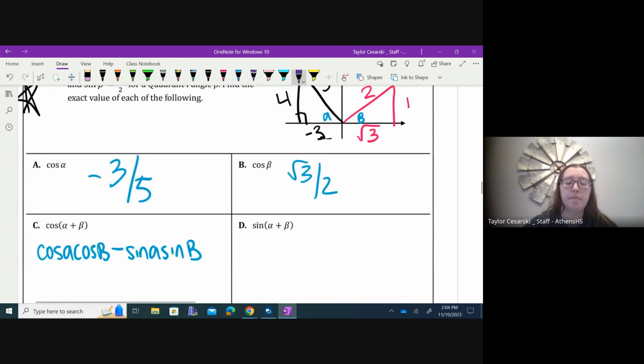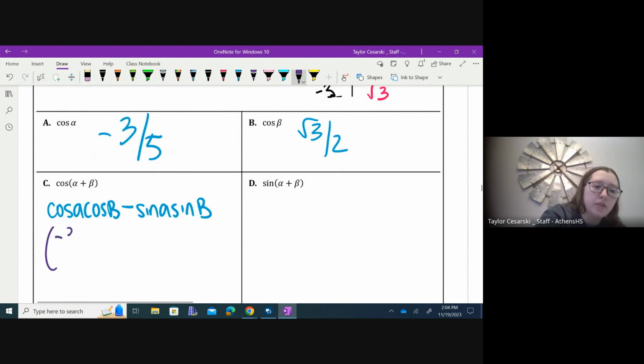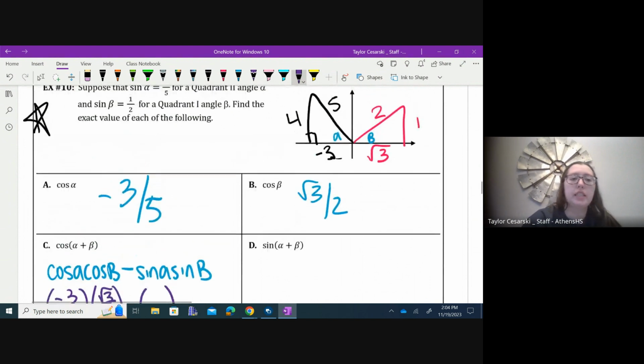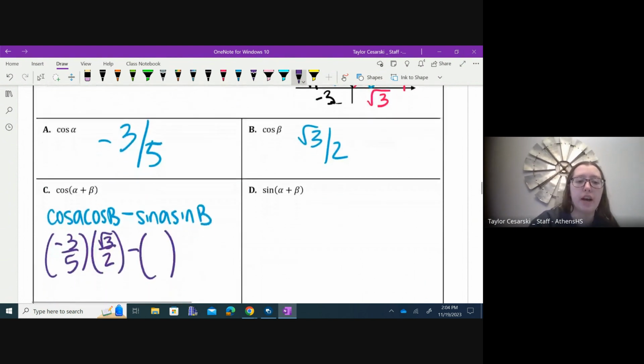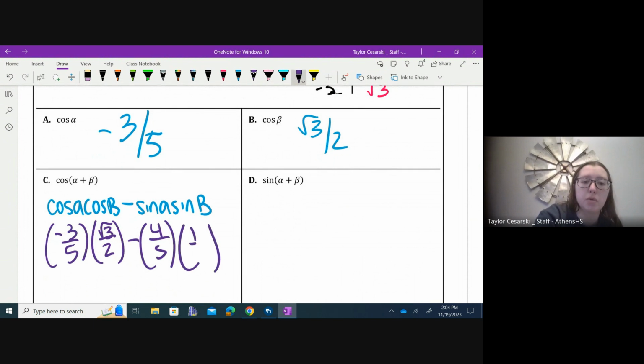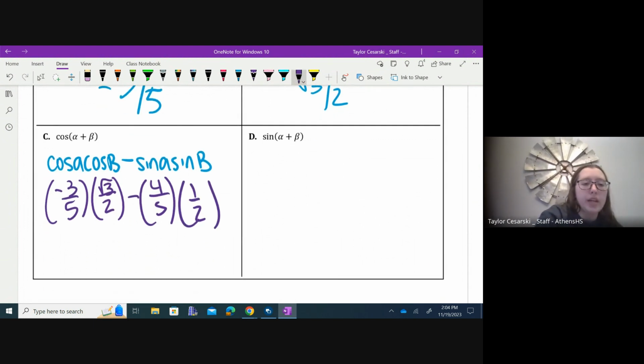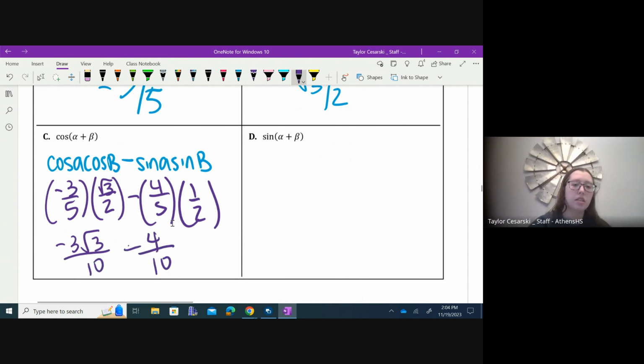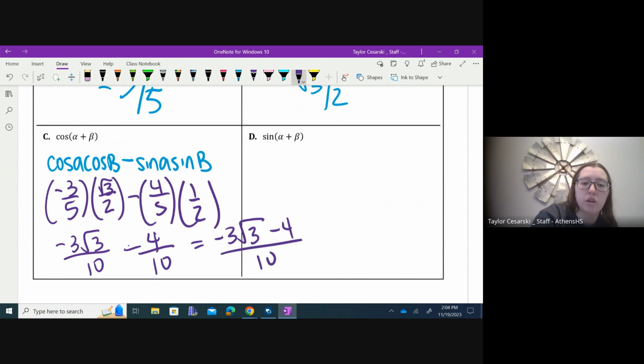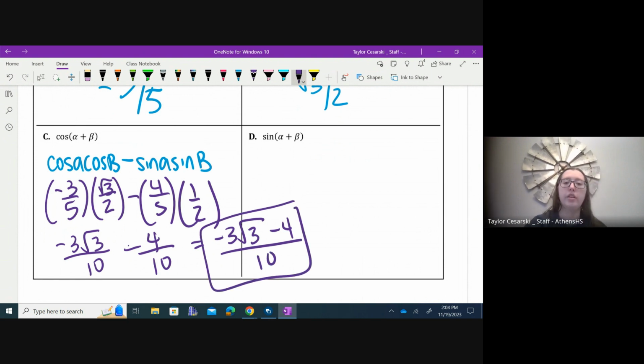Remember, cosine is adjacent. So cosine of A, we said, was negative 3 over 5. Cosine of B is square root of 3 over 2. Minus sine of A, it told us in the problem, was 4 over 5. And sine of B was 1/2. So I end up getting negative 3 square root 3 over 10 minus 4 over 10. I'm not going to simplify 4 over 10 because I already have a common denominator there and I don't want to get rid of it. So I just put it all over one common denominator. I would encourage you to try D on your own. I'm just going to put the answer here and check it.